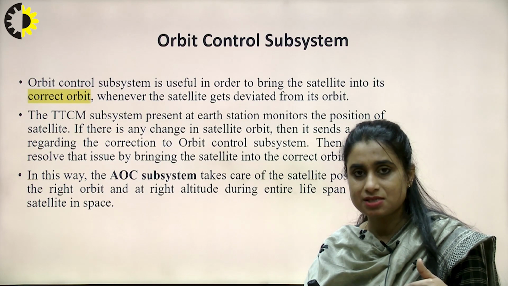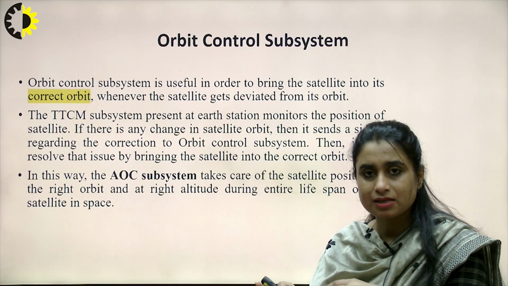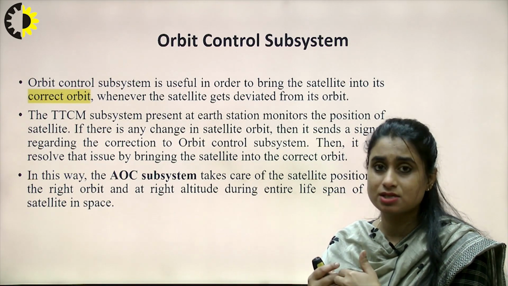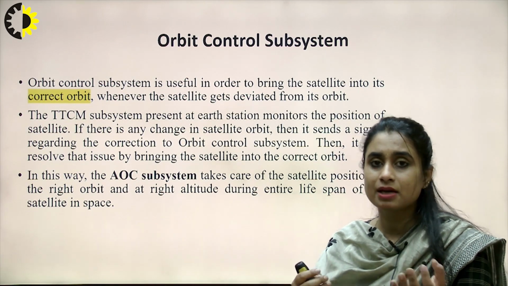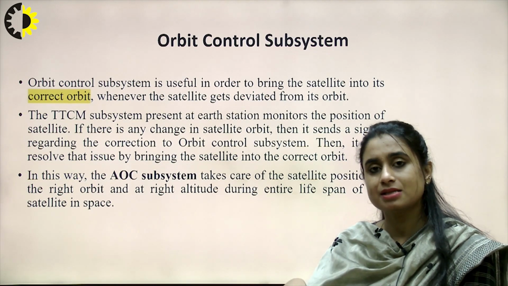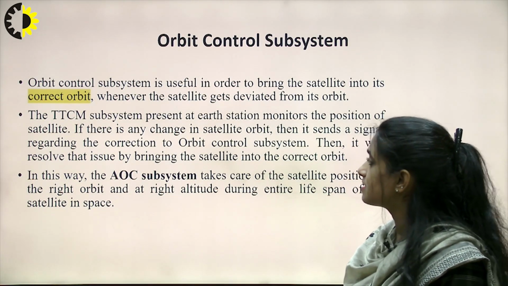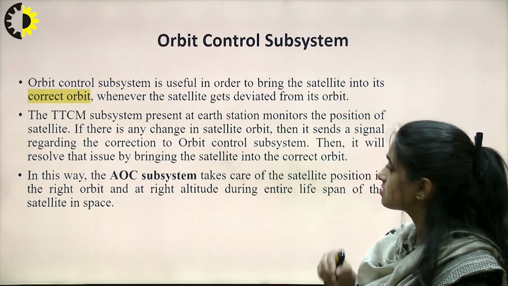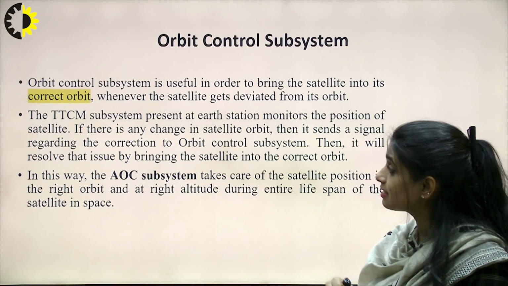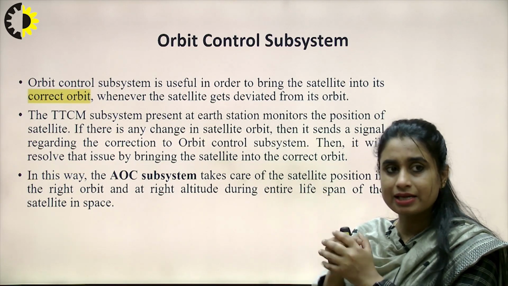The second subsystem that we are going to study is the telemetry, tracking and command control system, which works in collaboration with the orbit control system. If there is some change in the orbit, the command signal must go from the Earth station, and for sending that command signal, TTC&M comes into existence. The TTC&M subsystem is present at the Earth station. It monitors the position of the satellite. If there is any change in the satellite orbit, it sends a signal regarding the correction. Error observed, correction signal sent, right? That's how it works.